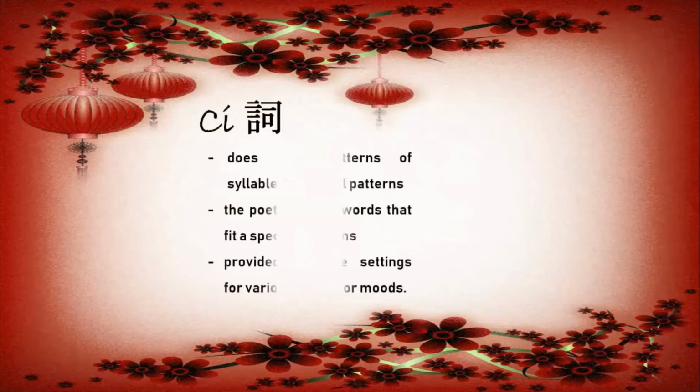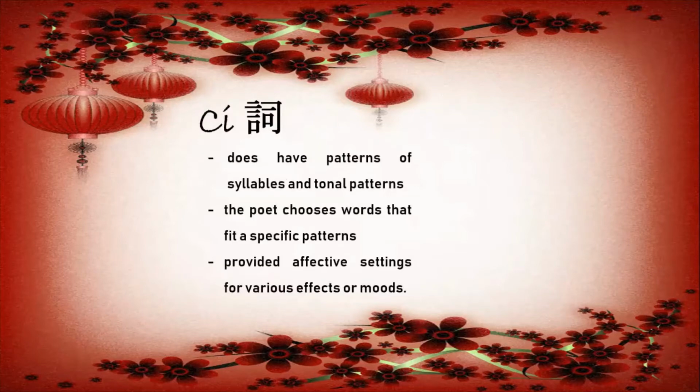The next one is Ci. Ci poetry can be described as poems that have patterns of syllables and tonal patterns. In making a Ci poem, a poet chooses words that fit a specific pattern. These patterns may have once been part of a song, but the music has been lost. There are various patterns that provide effective settings for various effects or moods.